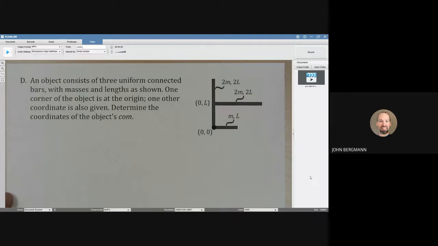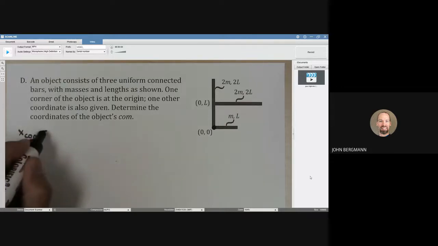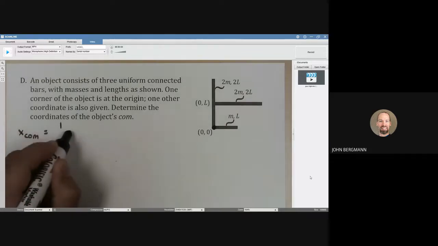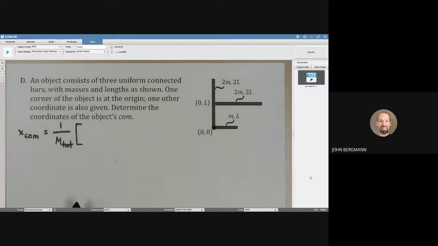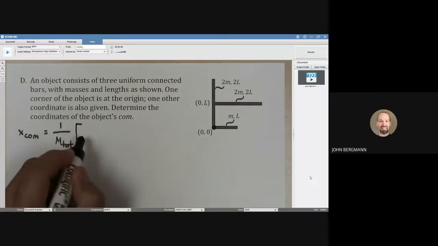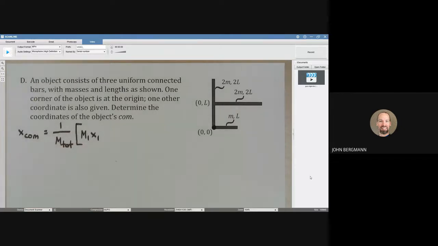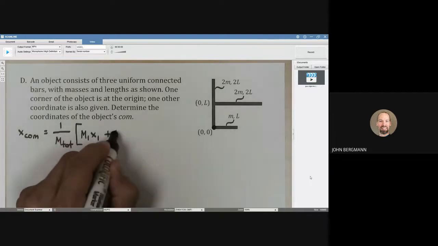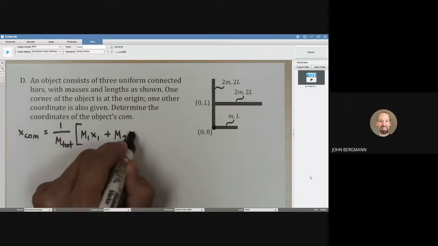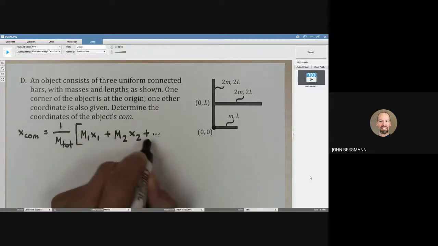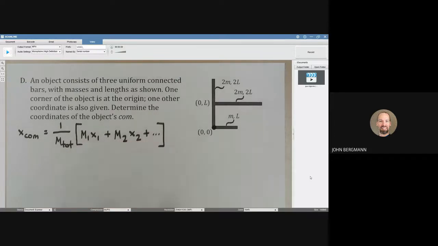What we're going to do here, in general, a center of mass equation, I'll write it out in the x direction. A center of mass equation starts out with 1 over the total mass, and then we multiply that by the mass of one of the bits times its x coordinate plus the mass of another bit times its x coordinate, the x coordinate of its center of mass, etc. You keep doing that for however many bits you have.